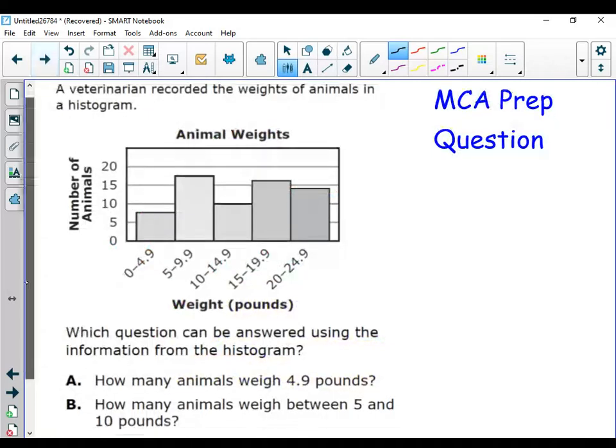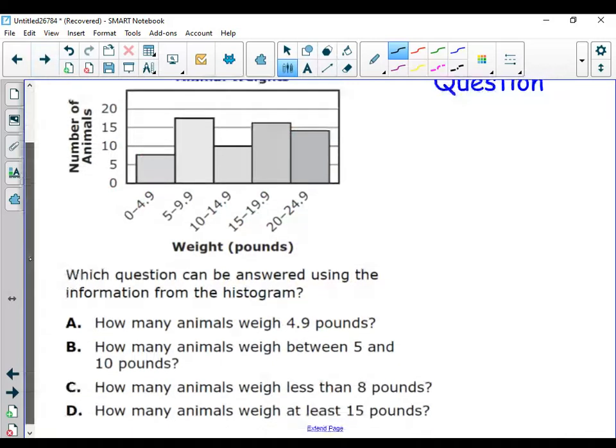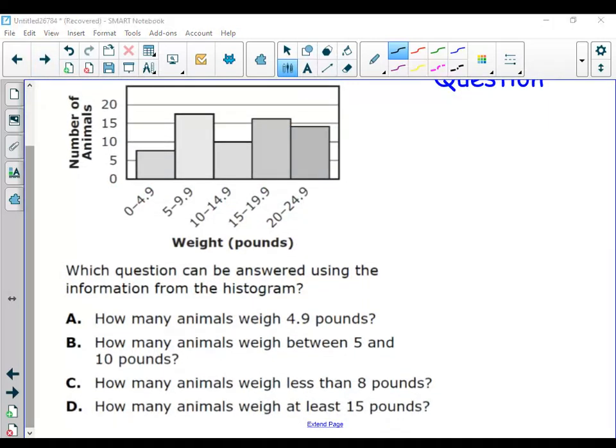So a question might look like, so this histogram is made for us. And then we have to pick the right description from the graph. My favorite thing about multiple choice is some of them absolutely cannot be true, and you can cross them out. So can we tell from the graph letter A how many weigh exactly 4.9 pounds?